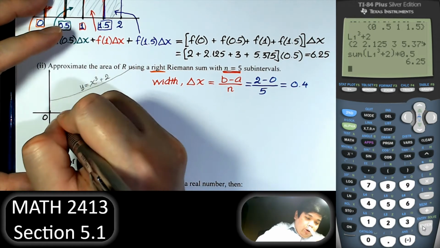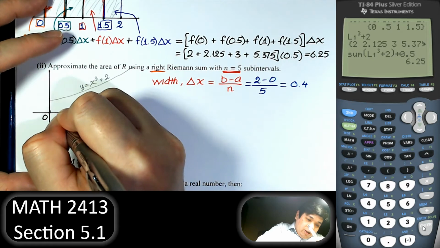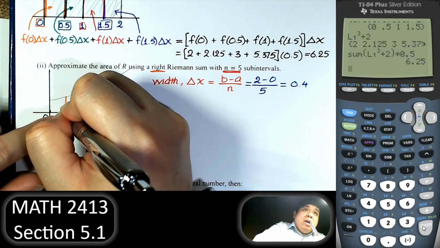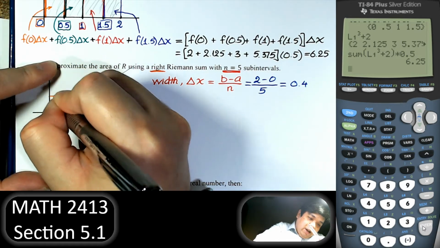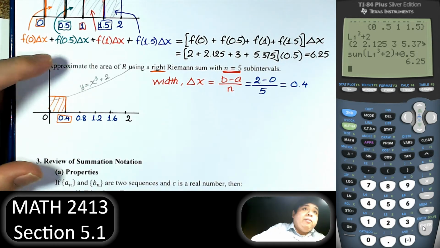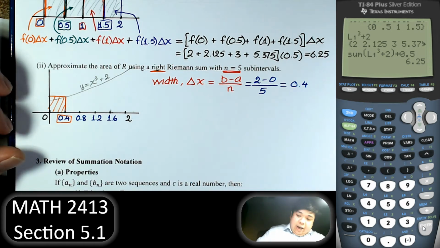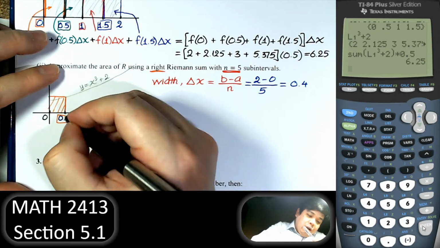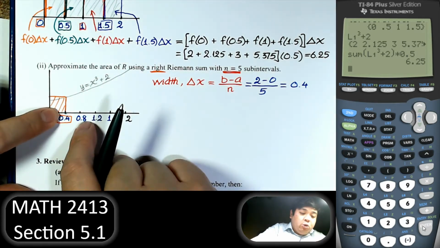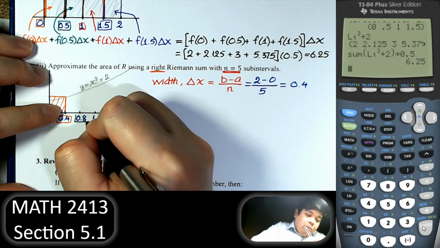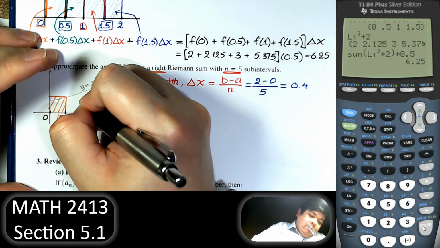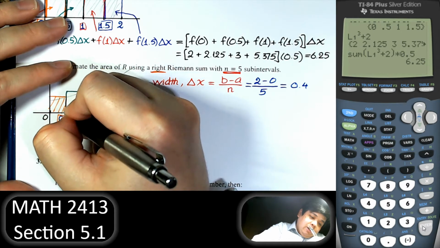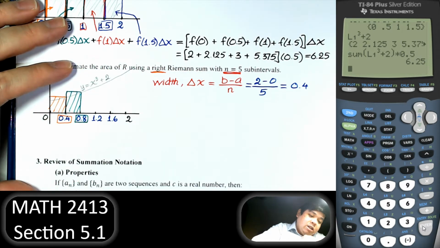For the first subinterval, we use 0.4, and we find the height based on the right endpoint, and we have the rectangle. And then next, from 0.4 to 0.8, we use the right endpoint, which is 0.8. Find the value, the height, and that gives us a rectangle.